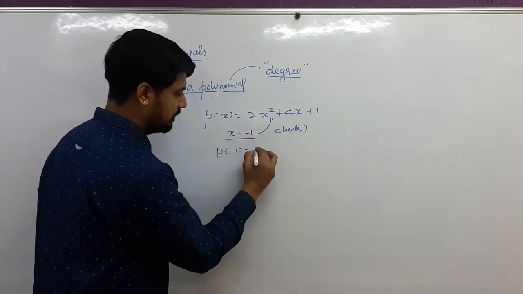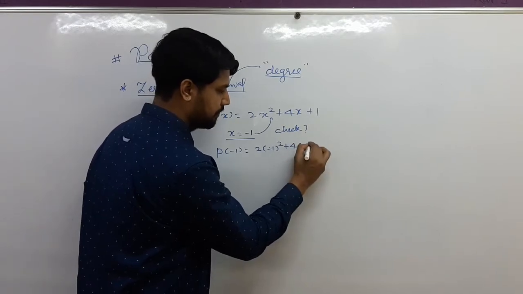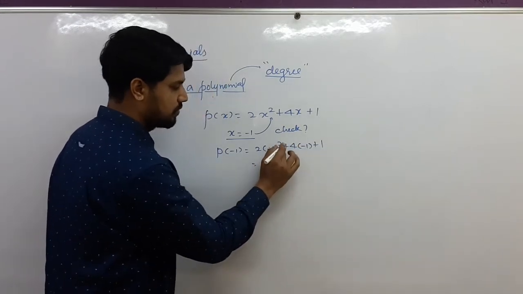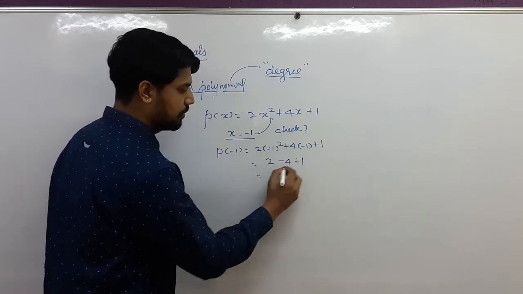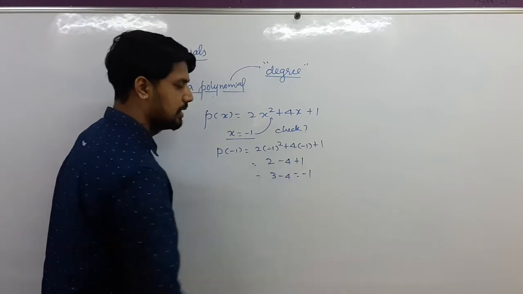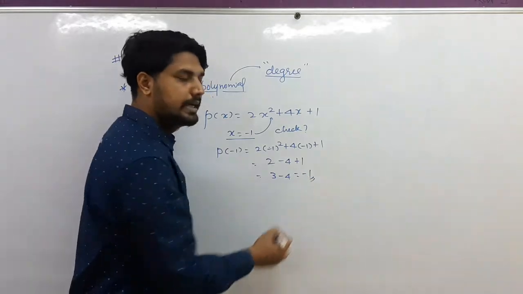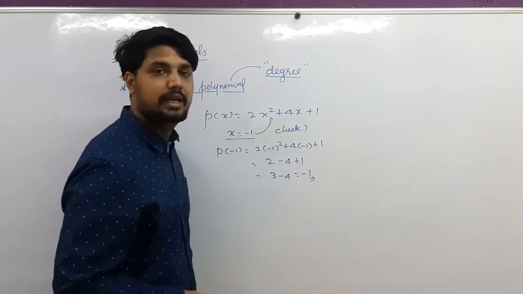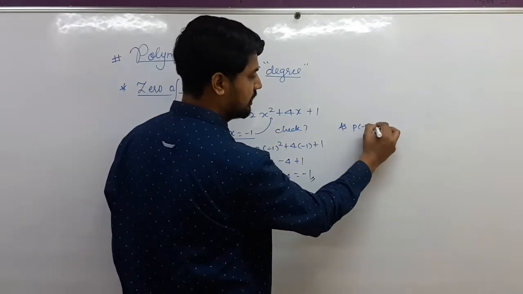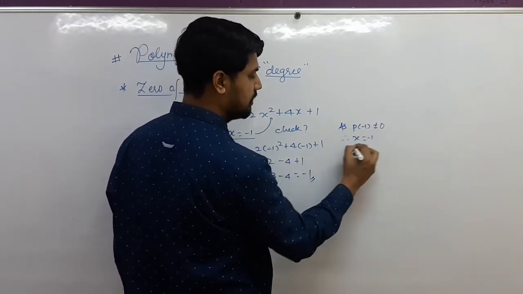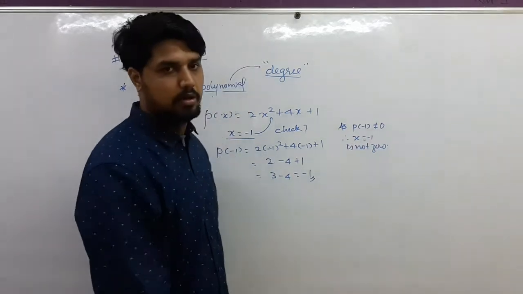So p of -1 is 2 into (-1) square plus 4 into -1 plus 1. (-1) square is 1, 1 into 2 is 2, then -4 plus 1. 2 plus 1 is 3, 3 minus 4, the answer is -1. So when we put x equal to -1, we are getting -1, not 0. So we can write p of -1 is not equal to 0, therefore x equal to -1 is not a zero of this polynomial.